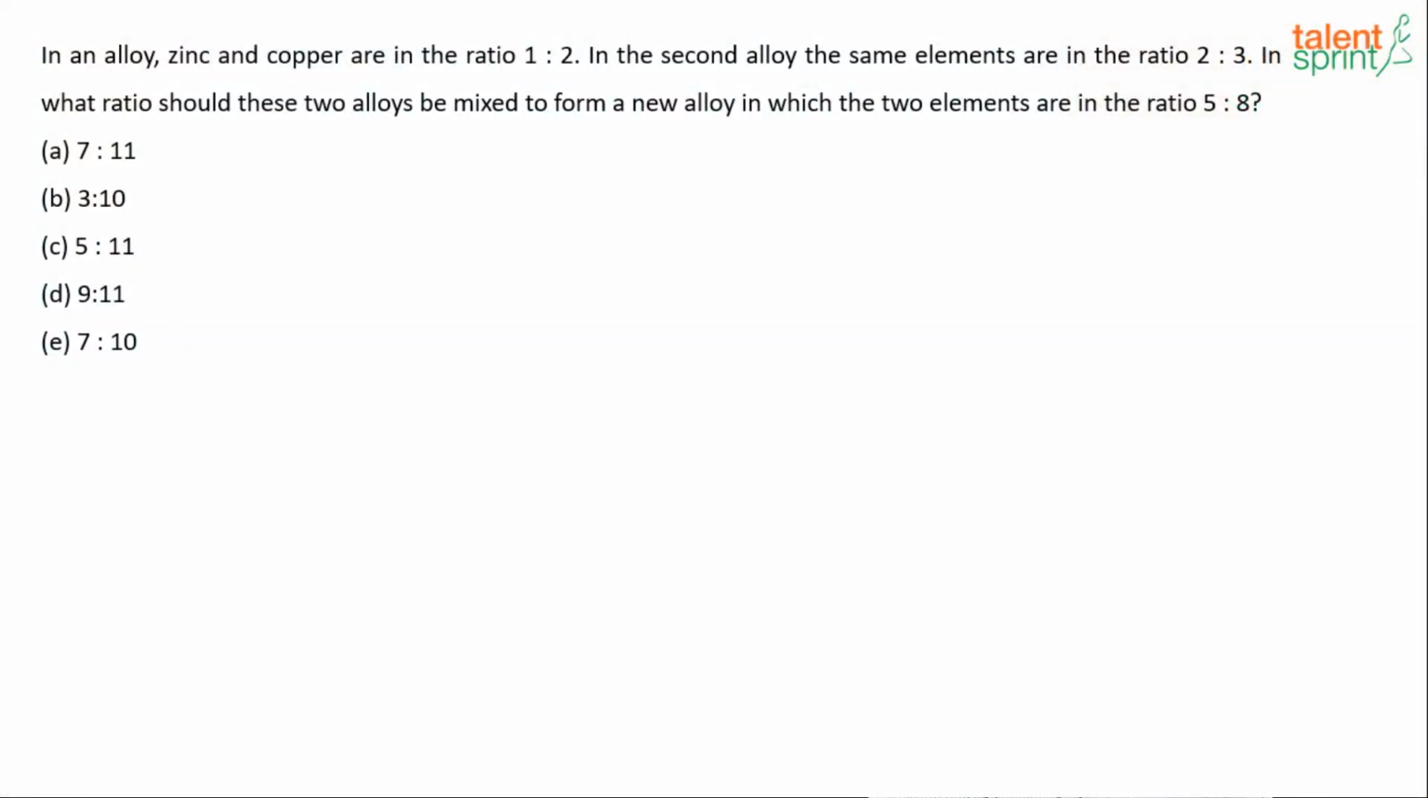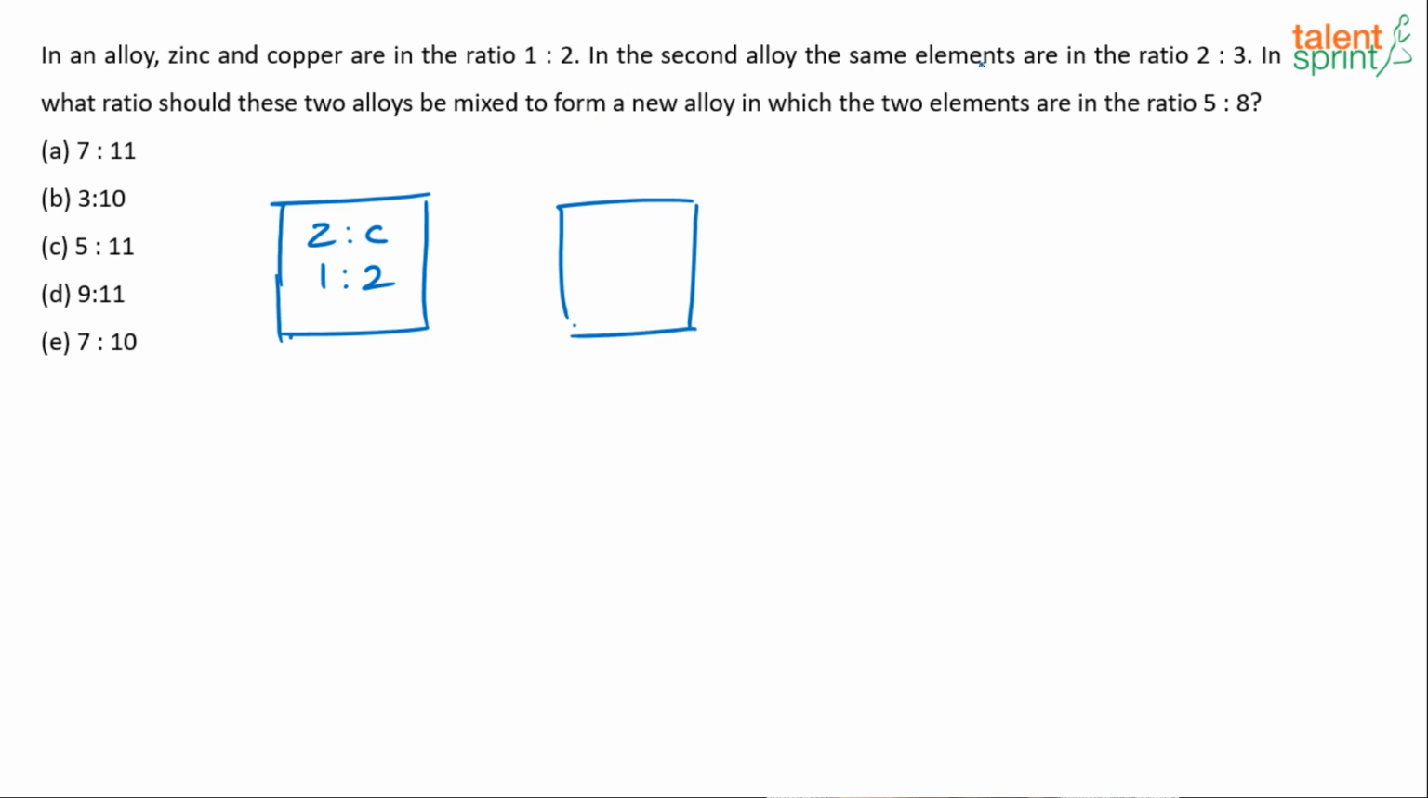Now how do you solve it? If you observe, you don't have to do all this drama in the exam, but there is type 1, an alloy which has got zinc and copper in the ratio 1:2. There's another alloy which has got the same elements, which means zinc and copper, in the ratio 2:3. So here we have zinc and copper in the ratio of 2:3.